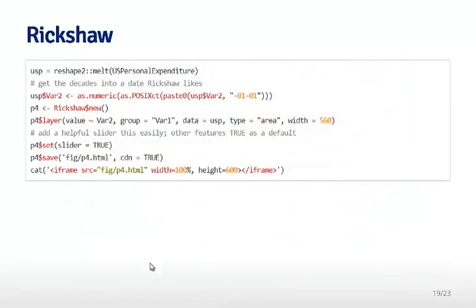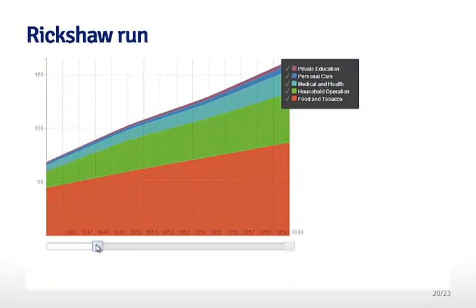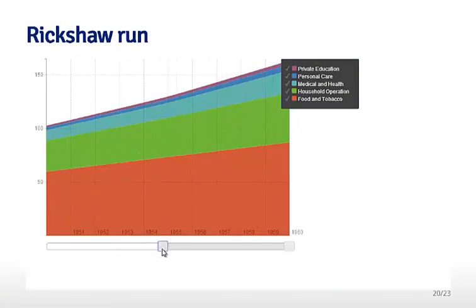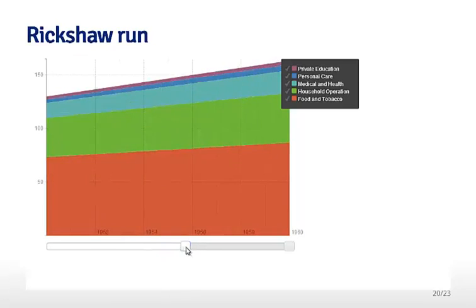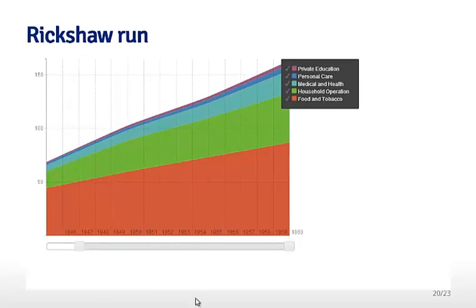Rickshaw is another one that he shows. You can go through the code, but you can get things like this. It has a nice little bit of interactive graphics, and then it has a slider, right? So you can slide over time and see how these continuous bar charts change over time. So that's kind of nice.